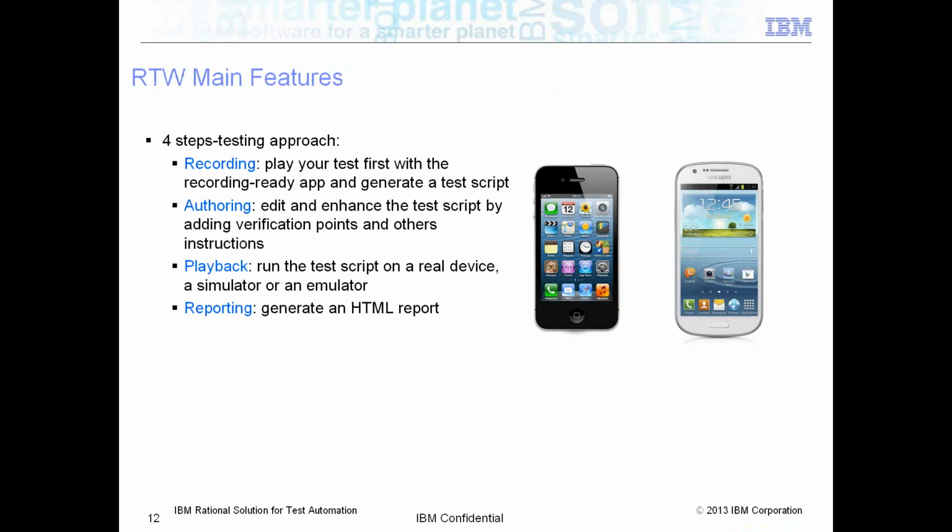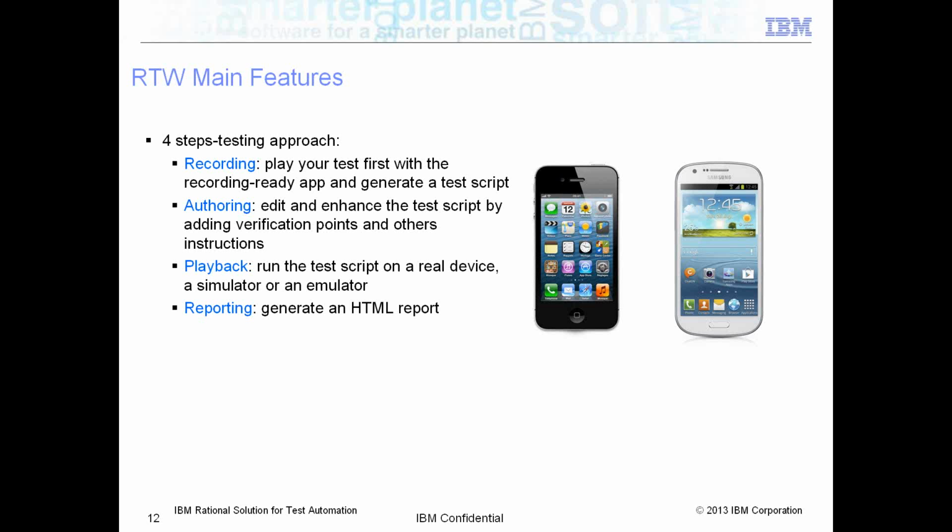Let's look at the major features of the mobile testing capabilities in RTW. For any test that you want to record against an application, you need recording capabilities. That means you bring up your application and interact with it. All your gestures on that application are recorded, and that's the recording part. At the end of the recording, what you get is a test, a script.